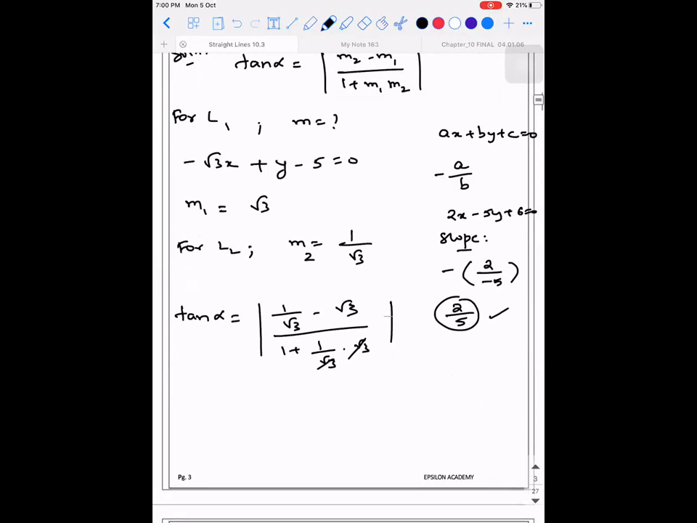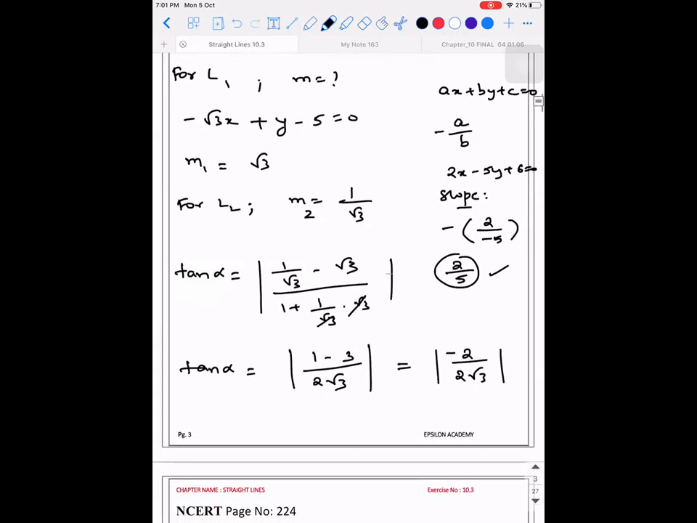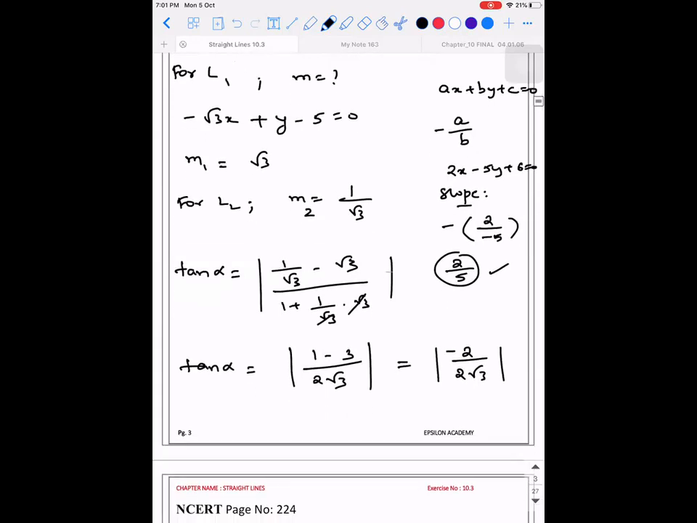This and this will get cancelled. So tan alpha is equal to modulus of 1 minus 3 divided by 2 root 3. That will be modulus of 2 divided by 2 root 3 with a minus sign. So when you remove the modulus, you should write it as plus or minus of the value which is there inside, minus 1 by root 3. So when you take it as plus, it will become minus 1 by root 3, or when you take it as minus, it will become plus 1 by root 3.